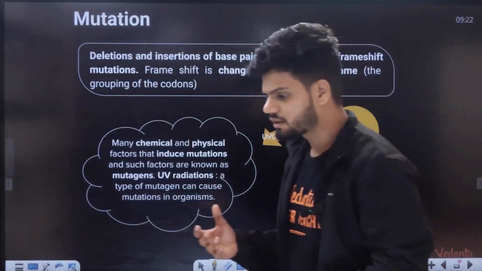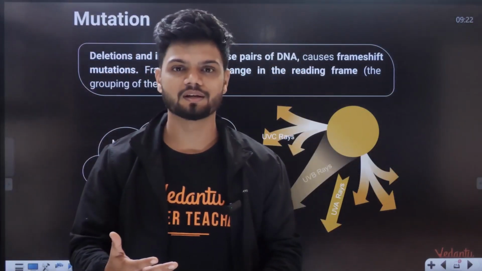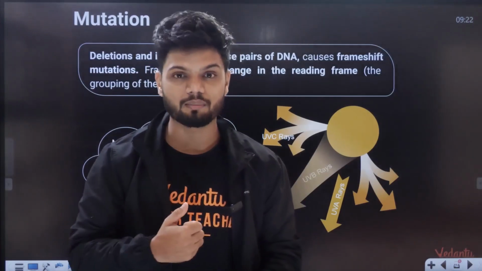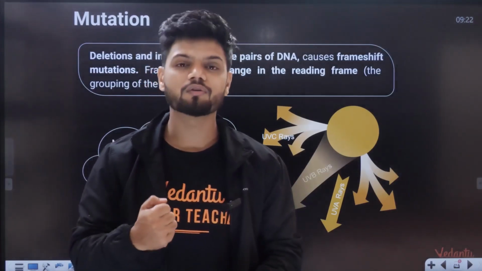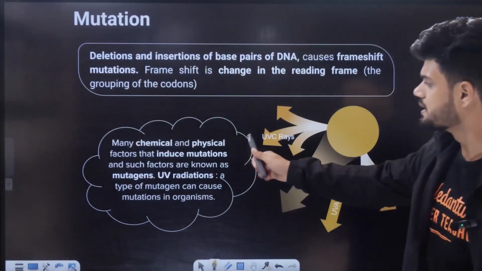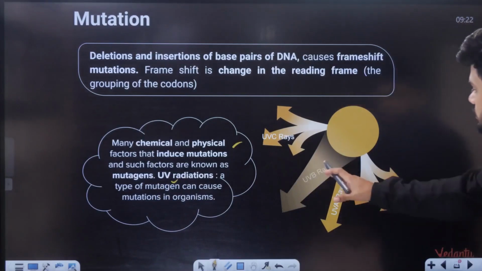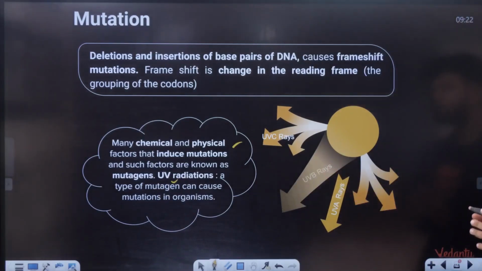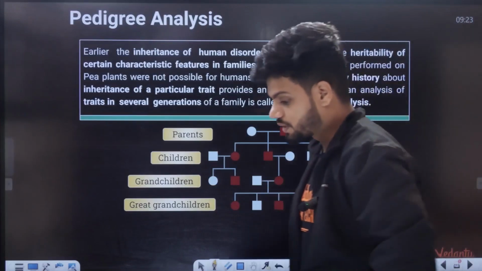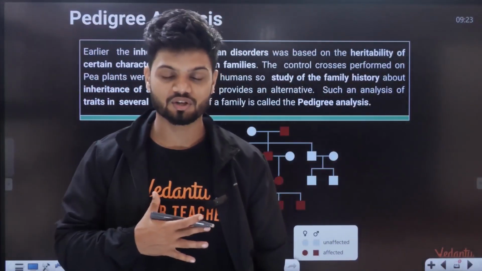Now you might ask me, sir, how are these mutations being caused? Is there any reason for it? Yes, there is. They're called mutagens. It could be harmful gamma rays, UV rays. All of this can cause cancer in the body. Many chemicals and physical factors, mutagens, UV radiation, UVB, UVC, UVA. All of these are mainly causing the mutation. So students, remember, mutation can cause a change in the entire DNA.